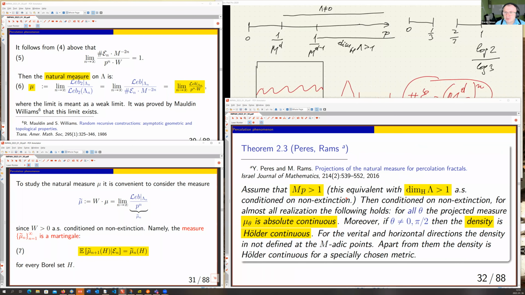Using that, Michal Rams and Yuval Peres proved a very interesting theorem: if the dimension of this Mandelbrot percolation is bigger than 1, then the projection of mu to all lines simultaneously, these measures are absolutely continuous, even with Hölder potential, if you do not project to the coordinate axis. So this is a stronger theorem and a very nice theorem.